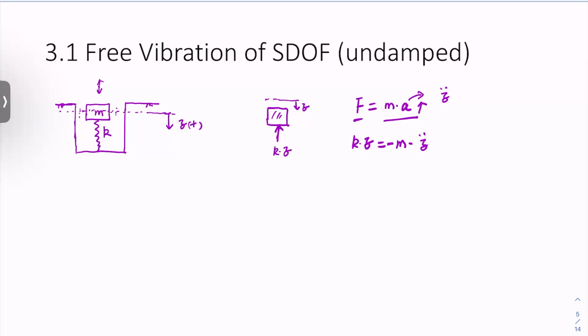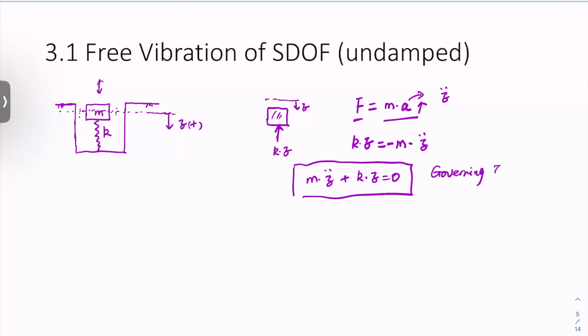So now the governing equation of this whole thing is m times z double dot plus k times z equals 0. So for free vibration, this is your governing equation. Now the problem is, let's try to solve this equation, because we know z is a function of time t, right? So how are we going to solve this equation?